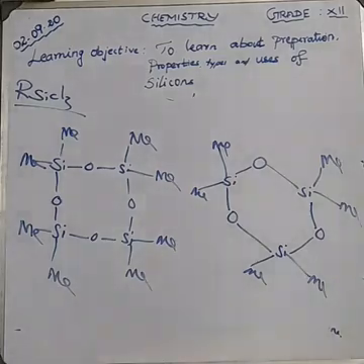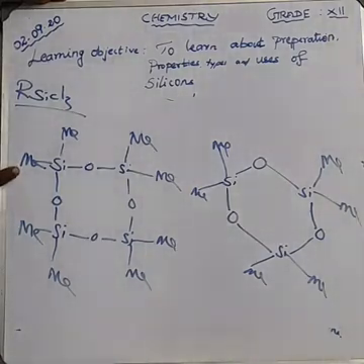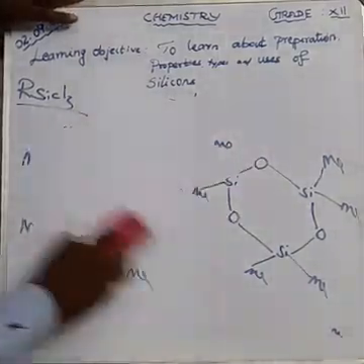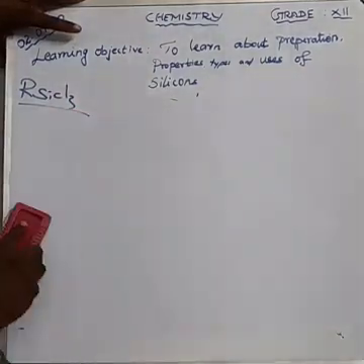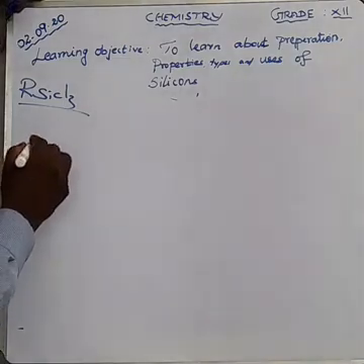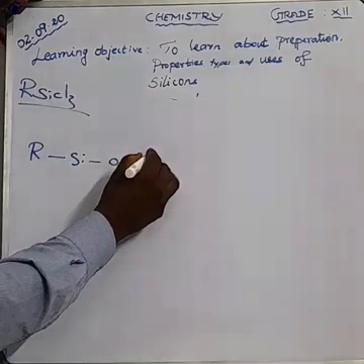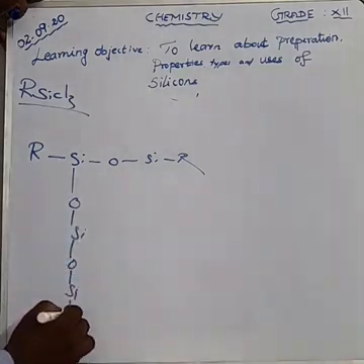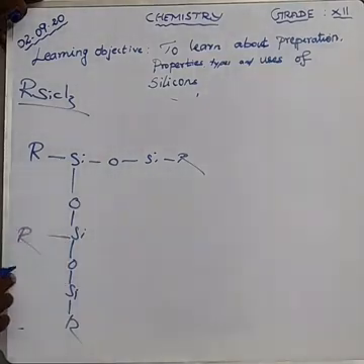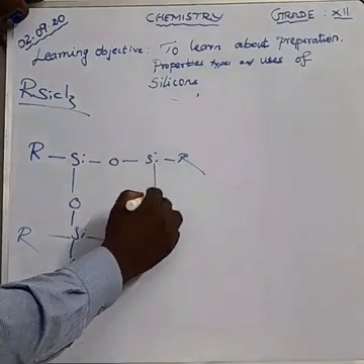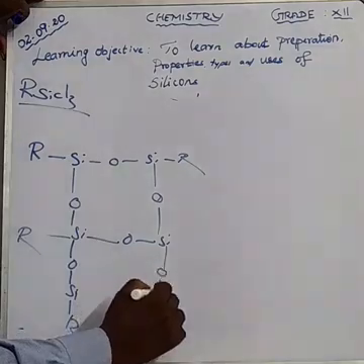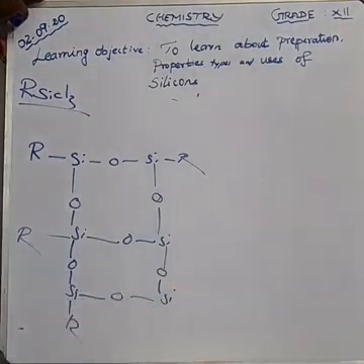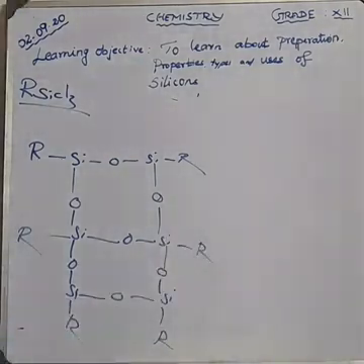This is a very complex cross linked polymer. This can also be written like that, using R for methyl. So what is the product? R, Si, O, Si, R. Next, O, Si, O, Si, R, like that. Here also you can use R, the alkyl group. Then oxygen, Si, linked with oxygen. Each silicon atom is linked with oxygen. Like that, it can be drawn. This is the equation and this is the structure for that.